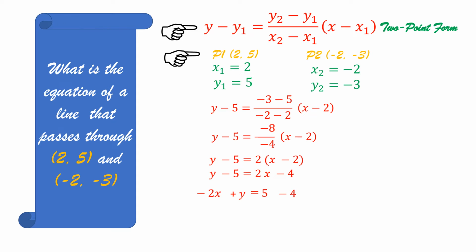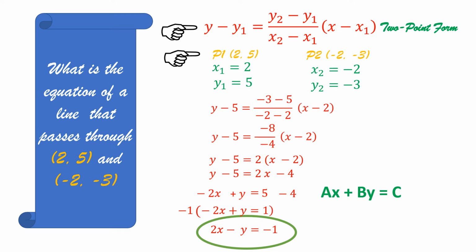By combining similar terms, we have -2x plus y is equal to 1. Since our leading coefficient again is negative, we will multiply each term by -1. And that is positive 2x minus y is equal to -1, which is now our standard form.